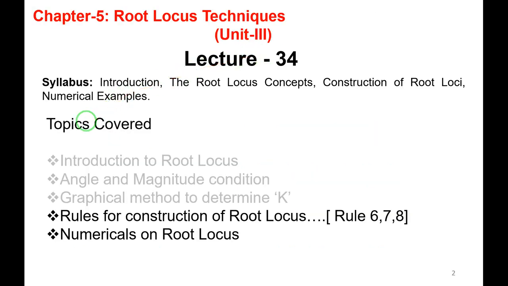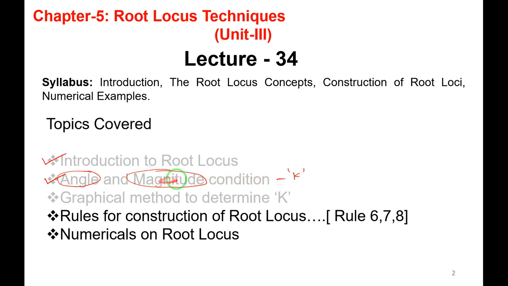Okay, in the previous lecture, we started with the root locus techniques chapter, and a brief introduction to root locus was given. Then I introduced the angle and magnitude conditions. If the angle condition is satisfied, it means the point is on the root locus, right? If the point has to be on the root locus, then it has to satisfy the angle condition. Then we make use of the magnitude condition in order to determine the value of k, right?